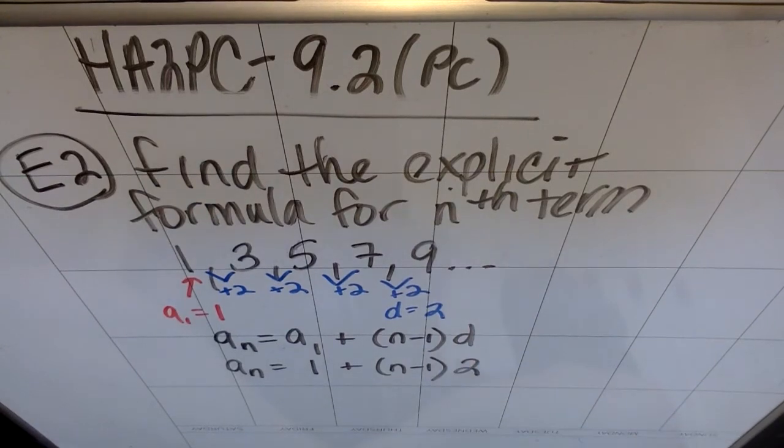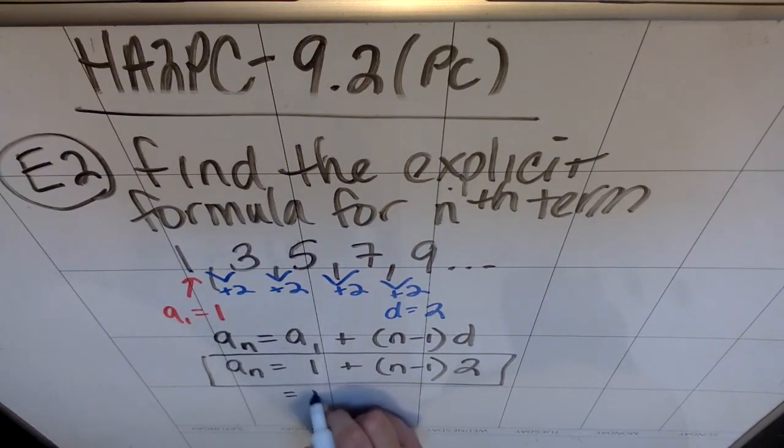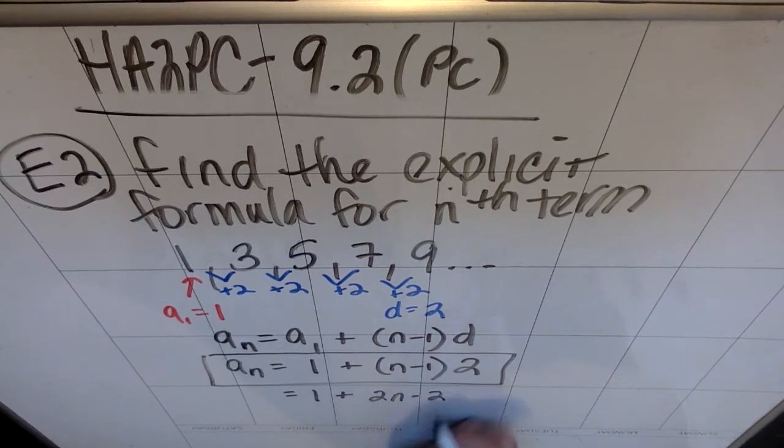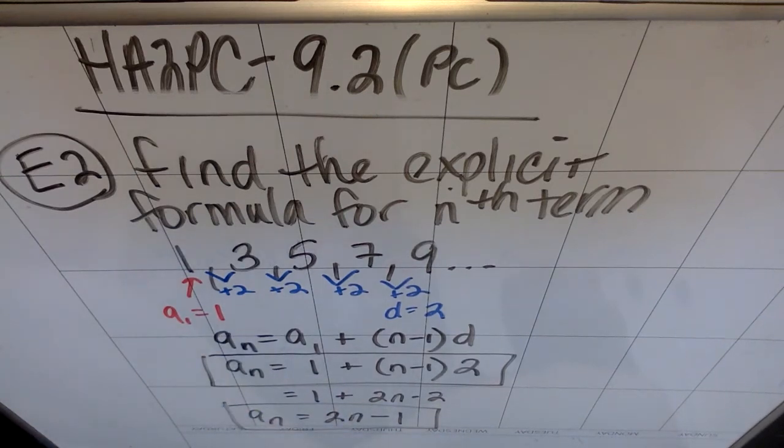Now, that's a great formula, and if you want to do that, that's fine. If you're somebody who wants to clean this up and distribute the 2, that's also fine. If you clean this up, you're going to get 1 plus 2n minus 2. So the other way you might see this formula is as a sub n equals 2n minus 1, and that's also great, right? Either of those would be fine.